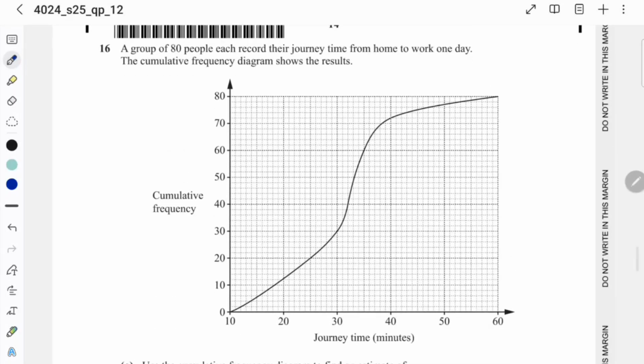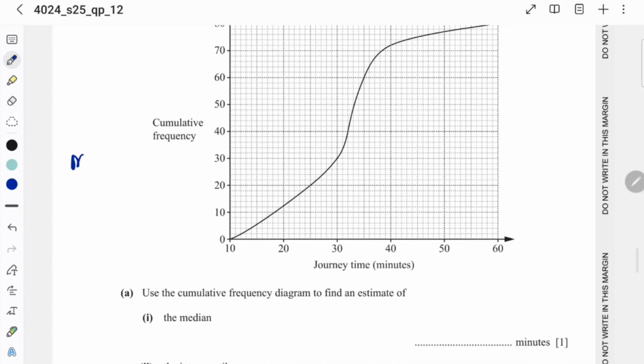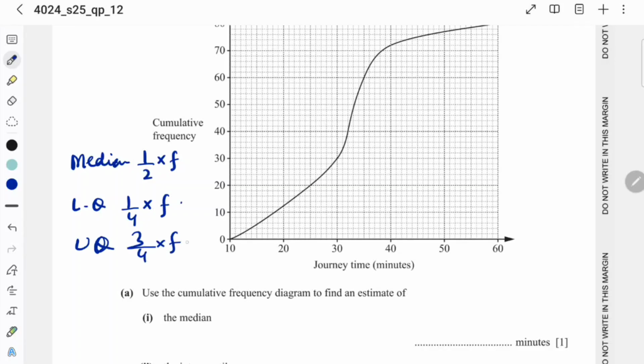Median means half of the frequency. Your cumulative frequency is ending at 80. So half of 80 is 40. For the median, we just look at half of the frequency, and its x value, wherever it's meeting. Lower quartile, the quarter of frequency, its x value, and upper quartile, the 3/4 of frequency, its x value, and interquartile range means the upper quartile minus the lower quartile.